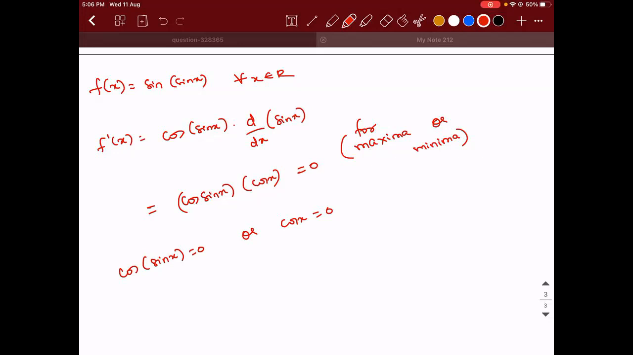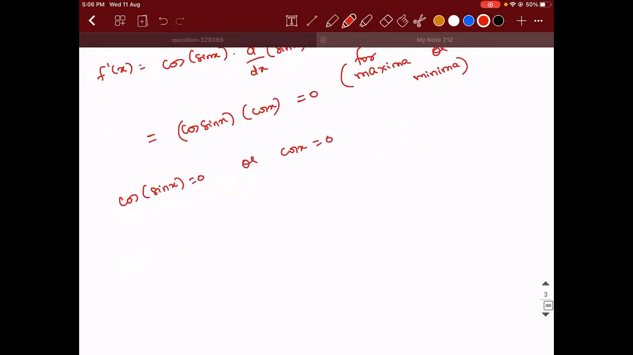Actually, they told x belongs to R. So sin x should be equal to pi by 2. For the time being, I'm taking that. Actually, you're supposed to write it as 2n plus 1 into pi by 2. But okay, have it as pi by 2.